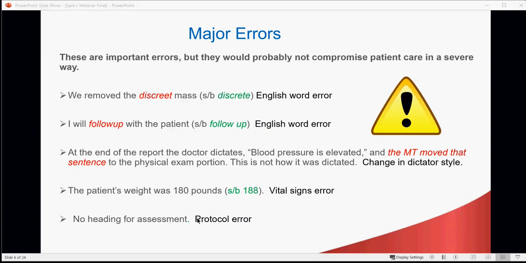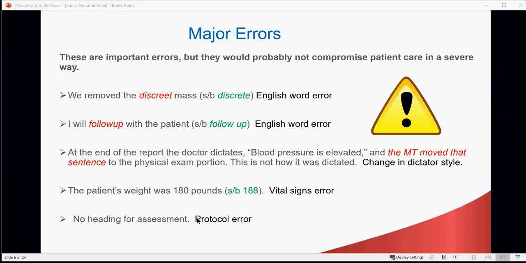When we are transcribing, we always transcribe in the order things were dictated, unless we are asked to do something different by the dictating physician. In this case, the dictator did not ask us to move that sentence to another part of the report, so we're changing his style in which he was dictating.